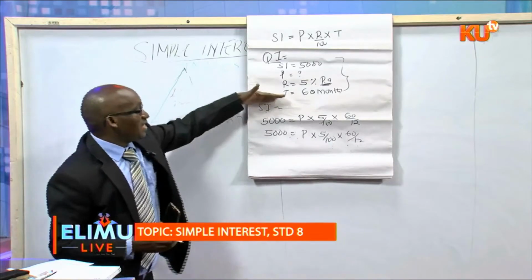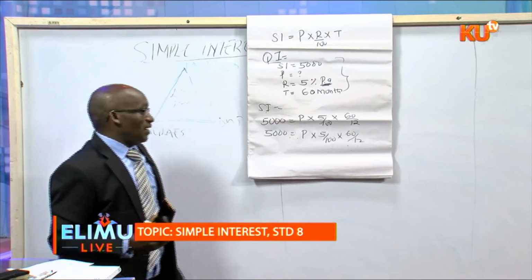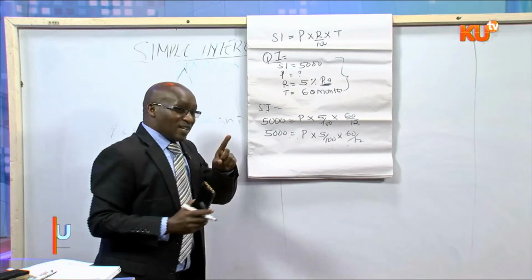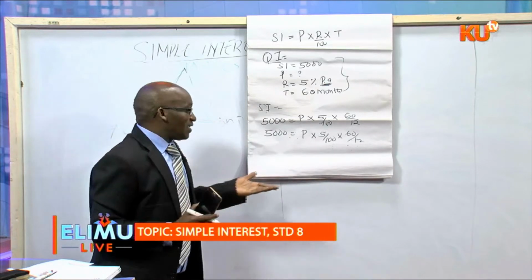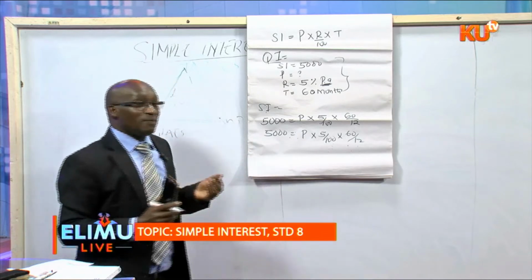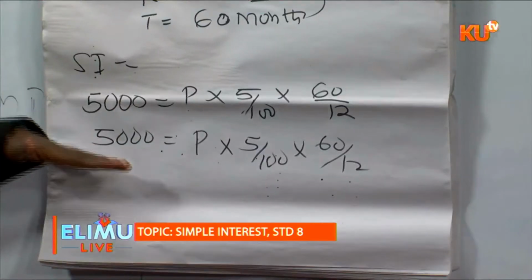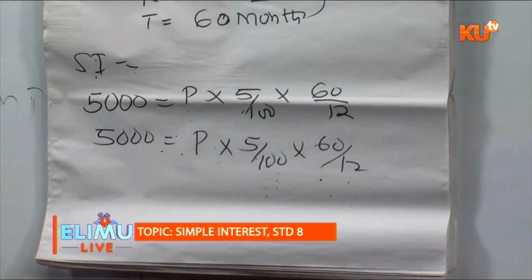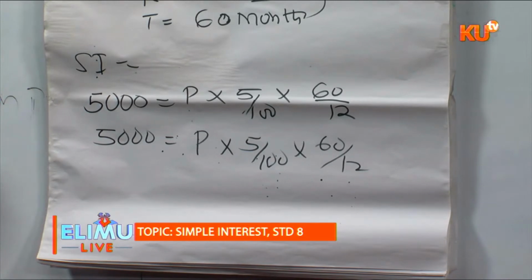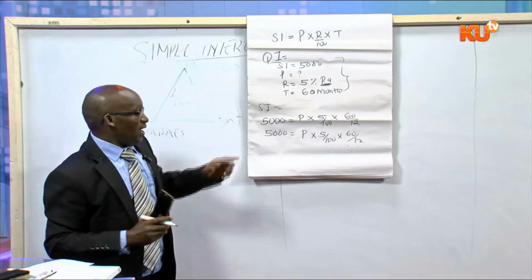Remember, these steps are very important, because as candidates in class 8 are preparing themselves to join Form 1, when you'll be doing secondary mathematics, each and every step here counts. A mark is always awarded for each and every step that is correct. And so we continue.